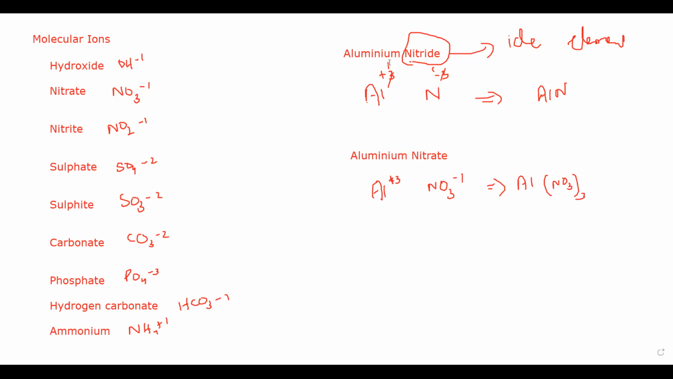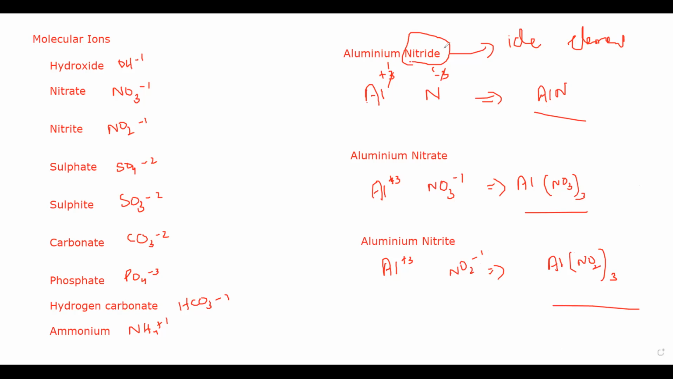what is the difference between them? Aluminium nitride, IDE, means the element nitrogen. But if it is nitrate, it means the element nitrogen is with oxygen. Because sometimes students, when aluminium nitride is written, they just write NO2. So if it is aluminium nitrite, ITE, aluminium is Al plus 3 and nitrite, as you can see, is NO2 minus 1. We cross multiply, so the formula will be Al(NO2)3. So this is the formula for aluminium nitride, aluminium nitrate, and aluminium nitrite.